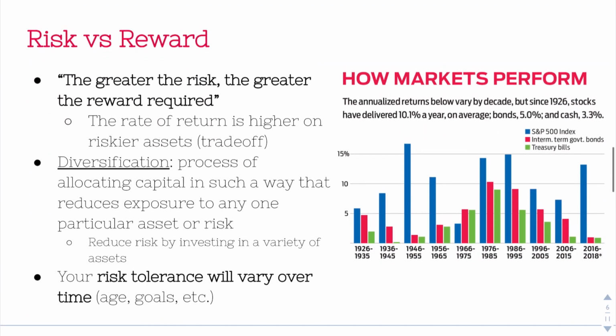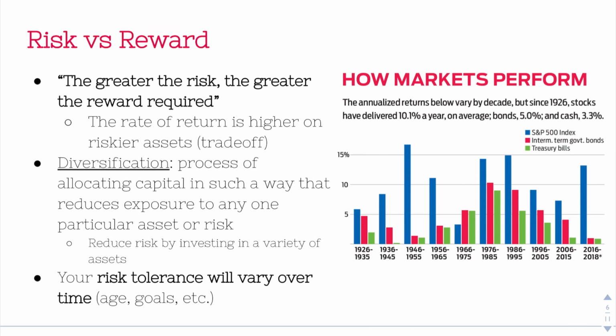Risk versus reward. So on the handout on Canvas, it says the greater the risk, the greater the reward required, which basically means that the rate of return is higher on riskier assets. So it's a trade-off, which I kind of hinted at earlier. If we look over here on the right, how markets perform, these are annualized returns by decade. But as you see, since 1926, stocks have delivered the highest returns, then bonds, then cash.